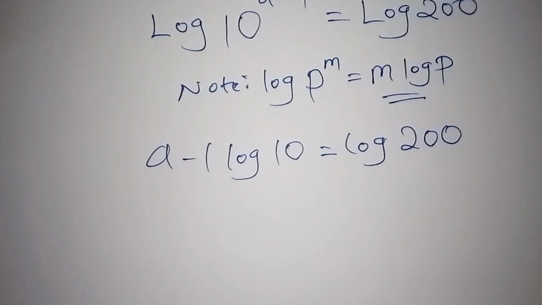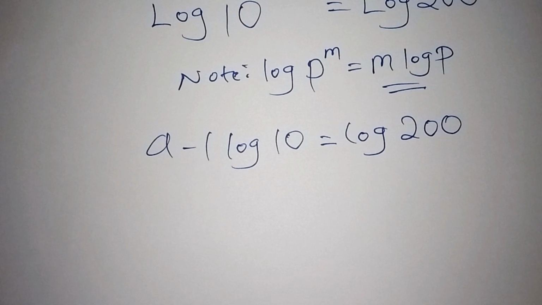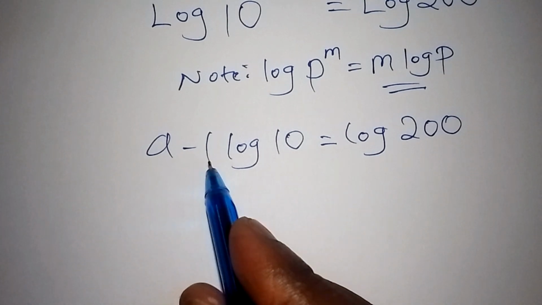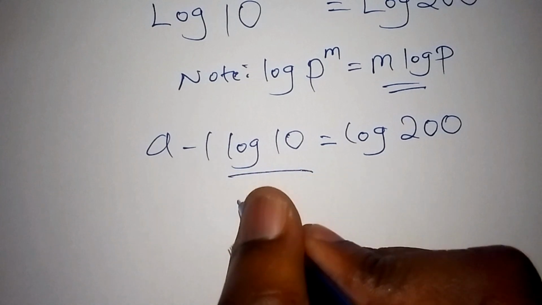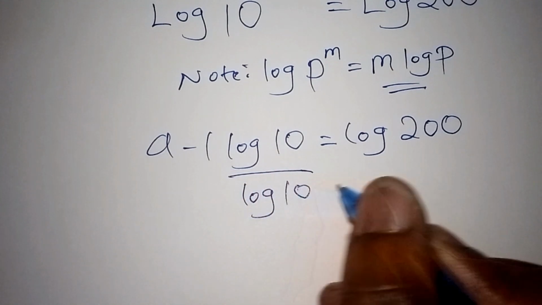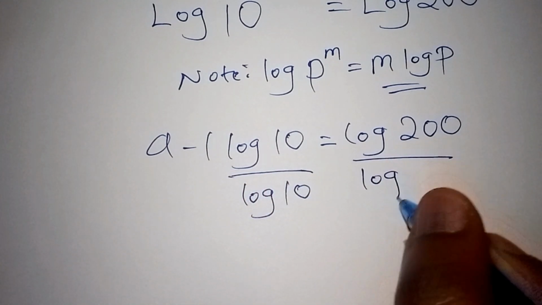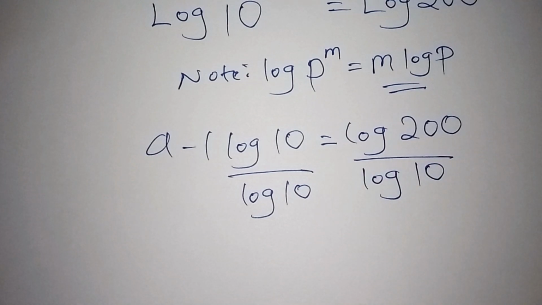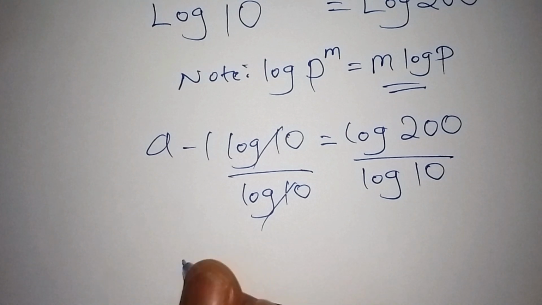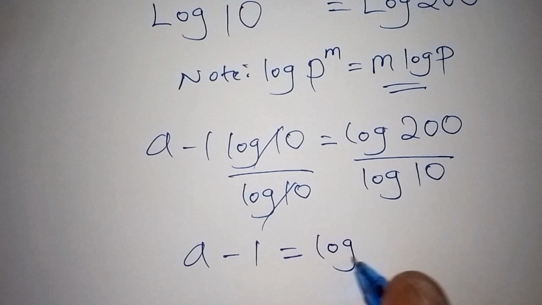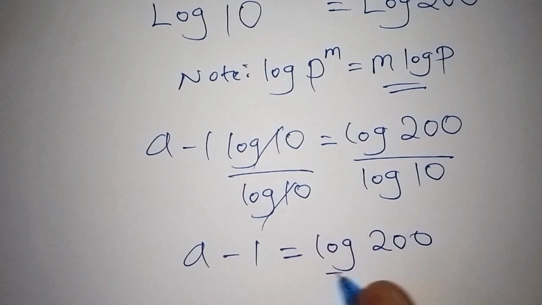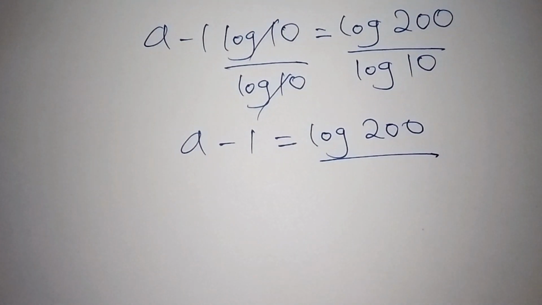So our next step now is to divide both sides by the log of 10 so that we remain with a minus 1. So in this case now we shall have a minus 1 log 10 all over log 10, and this side all over the log of 10. Here now the log of 10 and the log of 10 shall cancel each other. So in that case we shall remain with a minus 1.